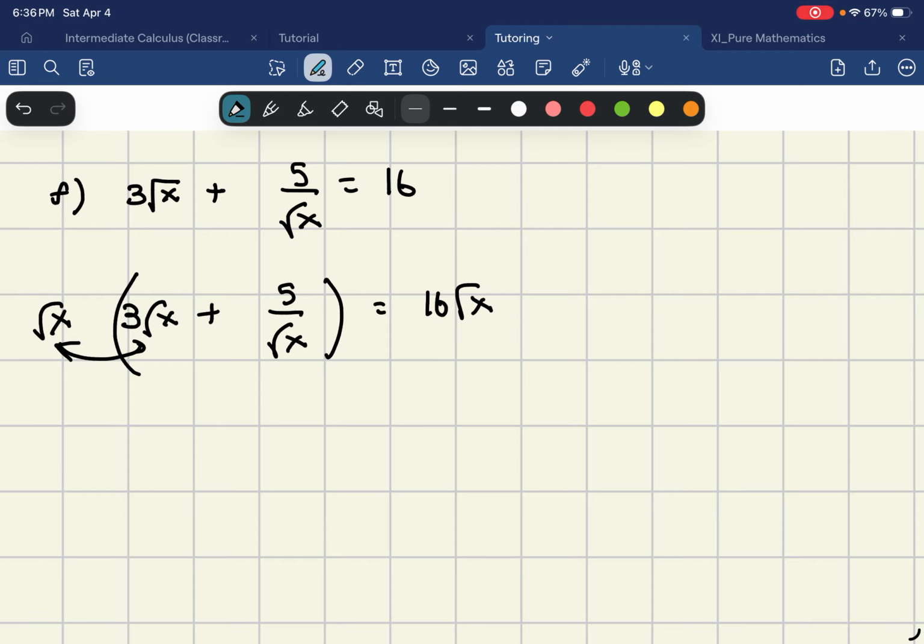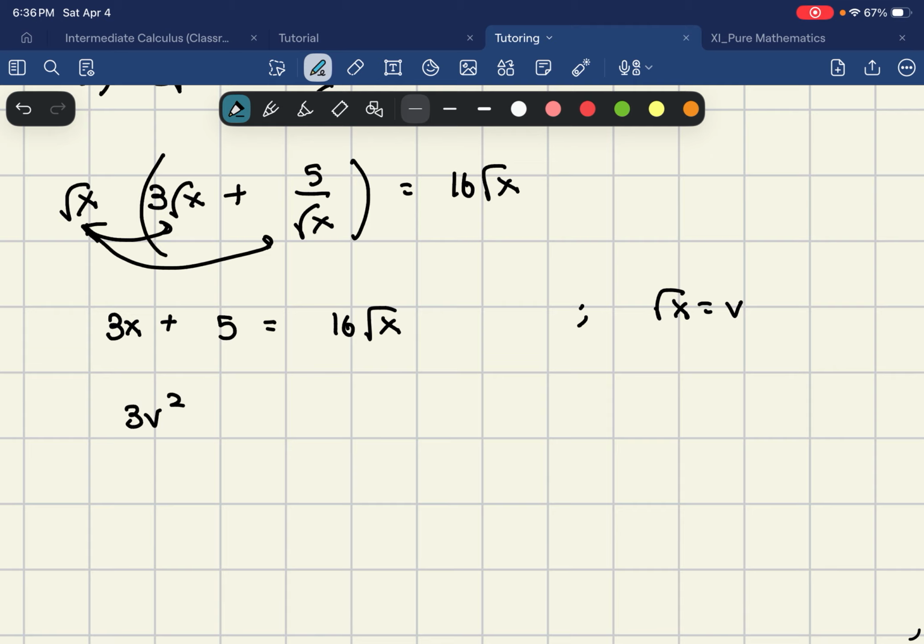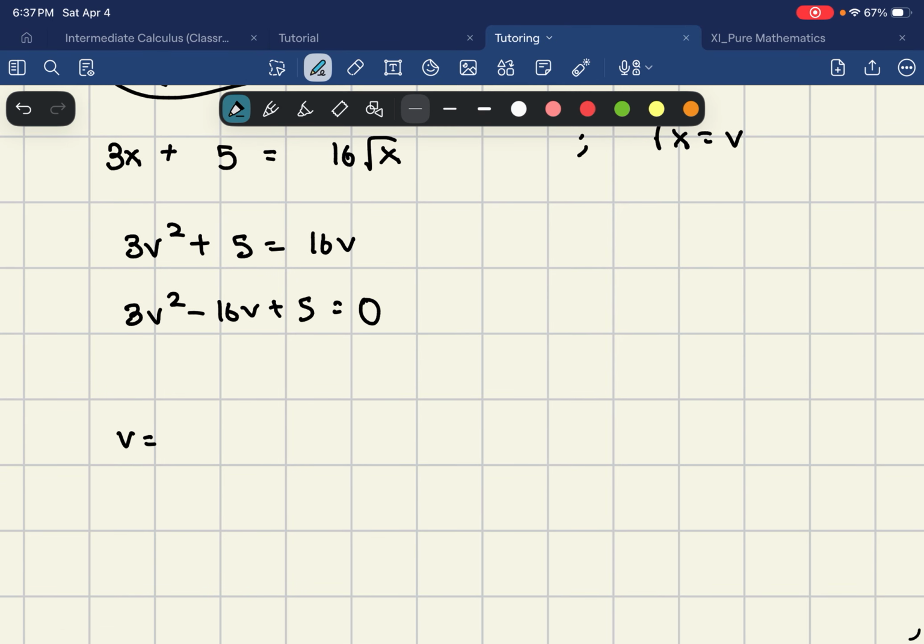If I multiply these two together, I get 3x. Right, square root of x times square root of x is just x. Plus, if I multiply these two together, the square root of x in the denominator and the numerator cancel out. Is equal to 16 root x. And again, let's say square root of x is equal to v. So I have 3v squared plus 5 is equal to 16v. So 3v squared minus 16v plus 5 is equal to 0. And we can solve this using the quadratic formula.